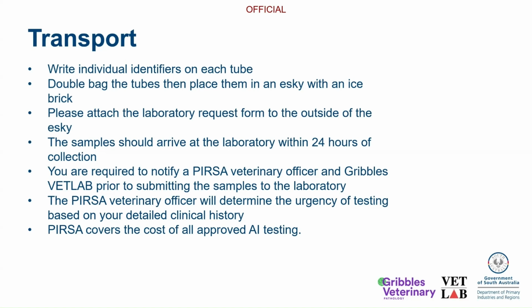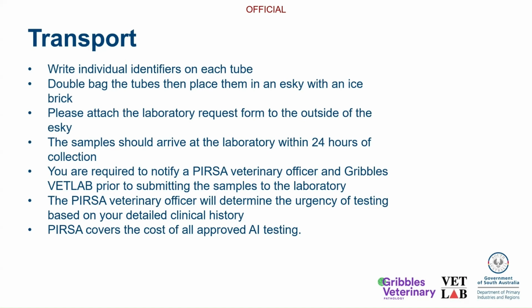When you're packaging the samples, please write individual identifiers on each tube. Sequential numbers are quite okay. Obviously, if a number of sheds are involved, you may have a summary spreadsheet identifying which birds belong to which shed. If it's a backyard poultry setup, that's not relevant. But please individually identify each bird on each tube. Double bag the samples because, of course, these are suspected to be exotic disease infected samples. So double bagging is recommended.